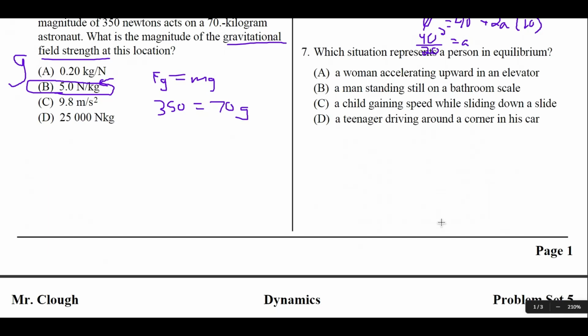All right. So they want to know which situation represents an object in equilibrium. There are two things that an object in equilibrium can be doing. It can either be moving in a straight line with constant speed or be at rest. This one, an object driving around a corner, is not constant velocity or not in a straight line. So D's out. Gaining speed, well, that's a changing speed, so obviously not right. A woman accelerating upward in an elevator, well, it's accelerating, so that means changing speed and velocity. So the only one that fits would be choice B, standing still on a bathroom scale.